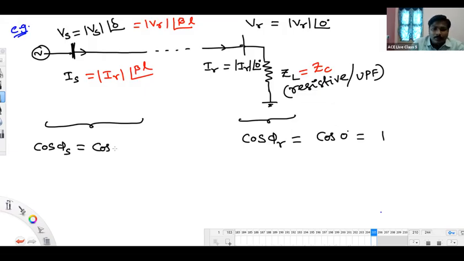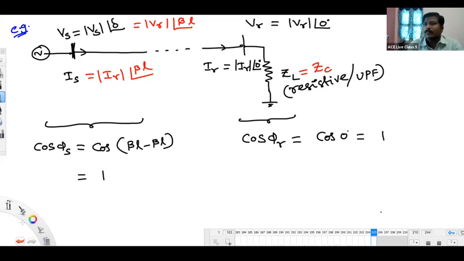What is the sending end power factor? Cosine of the angle between Vs and Is. Vs angle is beta L, Is angle is also beta L. So beta L minus beta L is the phase angle gap, cos 0, that will be 1. So the receiving end power factor is unity, and the sending end power factor is also unity, in this condition of ZL equals ZC. Okay.